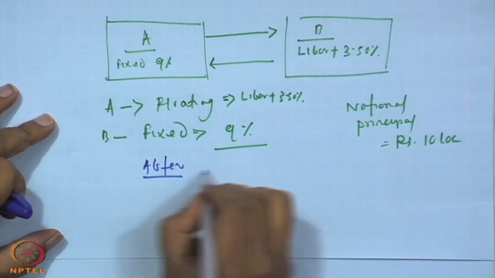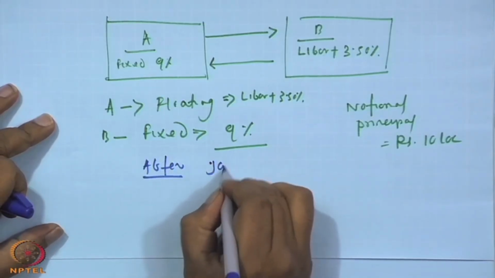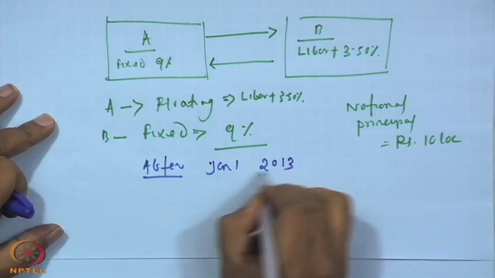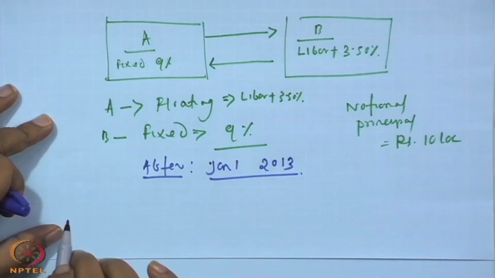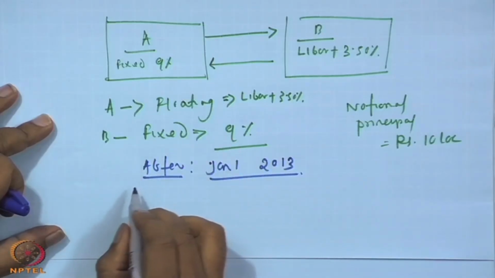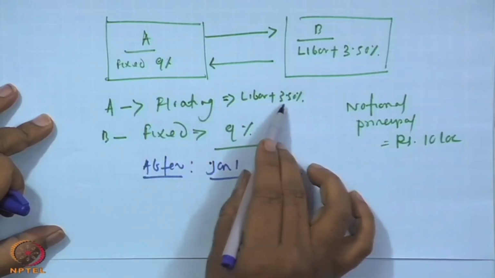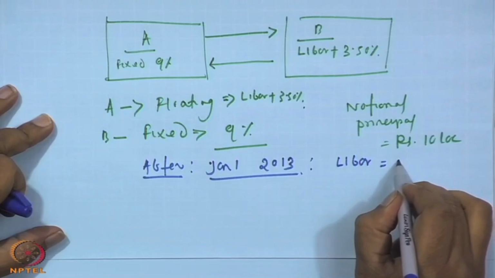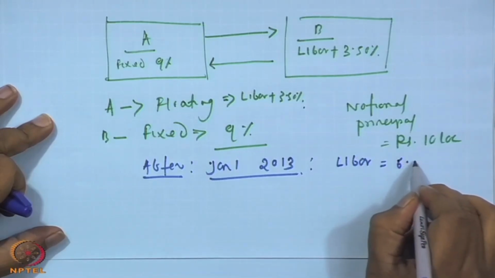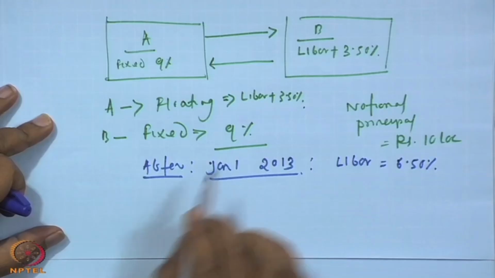The transaction takes place every year. Suppose after 1 year, January 1st 2013, the transaction of interest takes place. Company A will pay floating, LIBOR plus 3.5. Suppose after 1 year LIBOR becomes 6.5. Now LIBOR plus 3.5 becomes 10%.